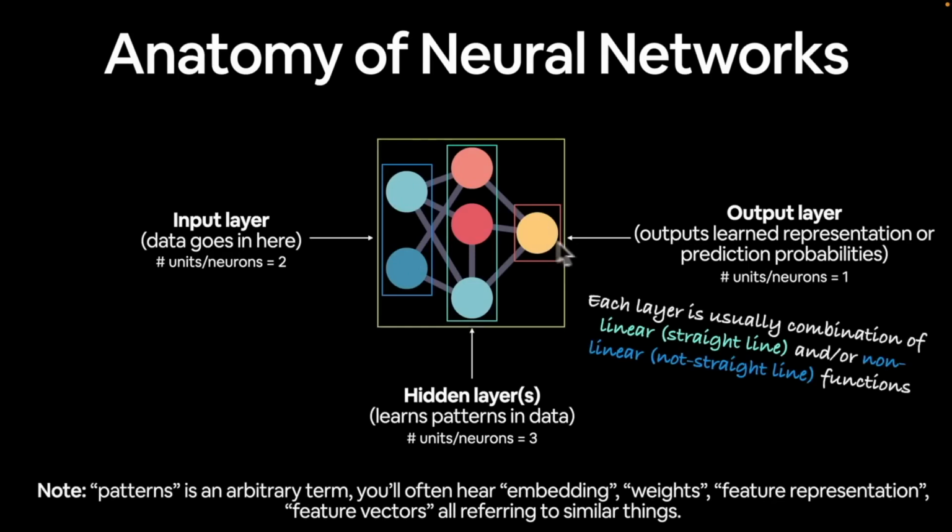Now, if we talk about the overall architecture, which is describing all of the layers combined. So that's when you hear neural network architecture, it talks about the input, the hidden layers, which may be more than one, and the output layer. So that's a terminology for overall architecture. Now, I say patterns is an arbitrary term. You can hear embedding. Embedding might come from hidden layers. Weights, feature representation, feature vectors, all referring to similar things. So again, how do we turn our data into some numerical form, build a neural network to figure out patterns to output some desired output that we want?